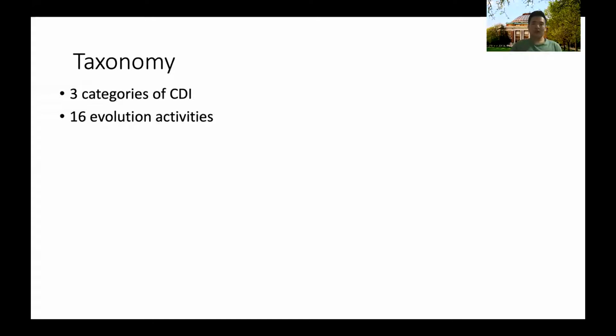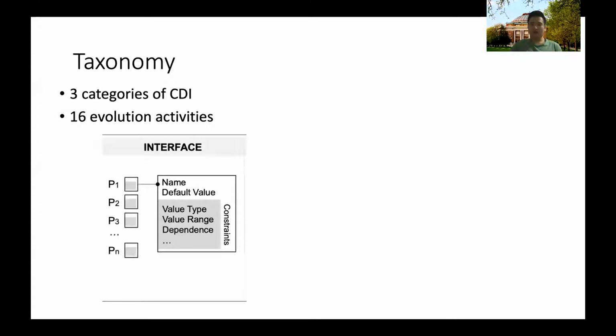For taxonomy, there are 3 main categories of configuration design and implementation. The first one is interface. This is the user-facing part of configuration. Mostly are configuration parameter related. For examples, the parameter name, its default value, its value type, value range, and dependence.